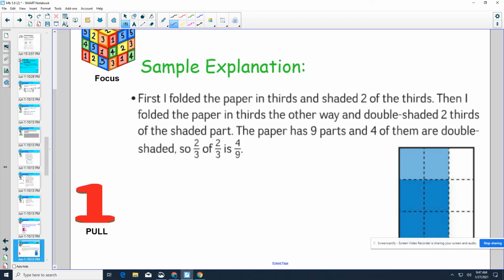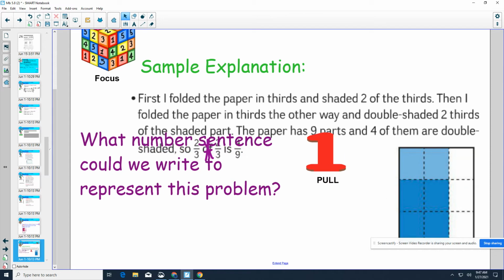Now, theirs looks a little bit neater than mine, but it says first I fold the paper into thirds, shaded 2 of the thirds, and I fold the paper into thirds the other way and double shaded 2/3 of the shaded part. The paper has 4 parts and 4 of them are double shaded, so 2/3 of 2/3 is 4/9. And remember, you can always check your product by simply multiplying straight across to see.